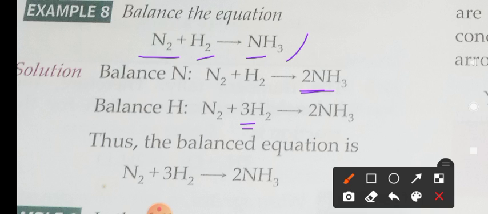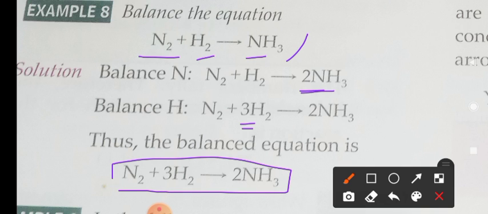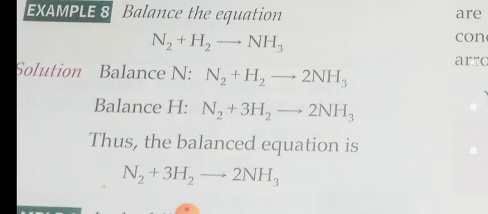So now the equation will be N2 plus 3H2 gives 2NH3. That is 2 nitrogen on the left side, here also 2 nitrogen. 3 2s are 6, 6 hydrogen. Here also 2 3s are 6, so 6 hydrogen. So the equation is a balanced one.